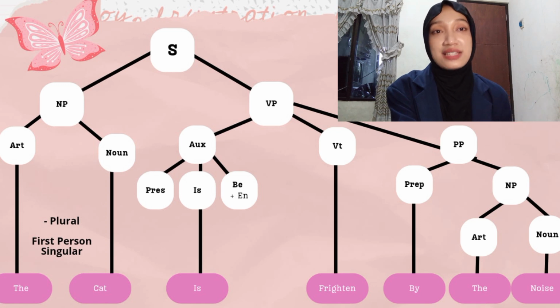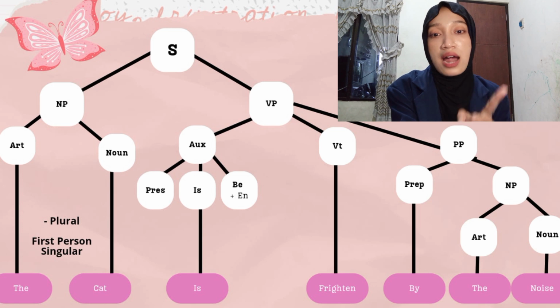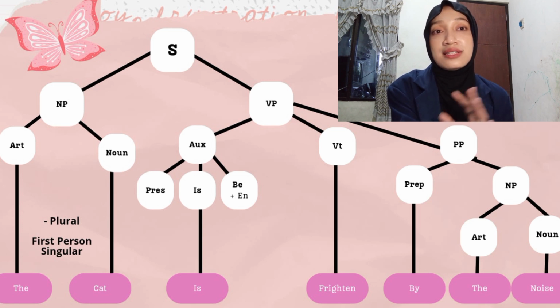Now, let's break down the prepositional phrase or PP. The PP starts with a preposition or pre, for the sentence by, which introduces the agent. It also includes a noun phrase or NP, which has two components. The first, art or article, for the sentence the. The second is N or noun, for the sentence noise.